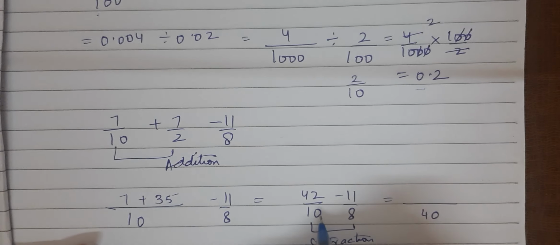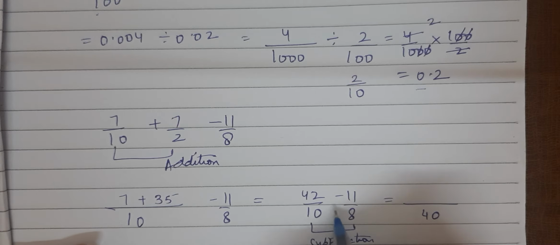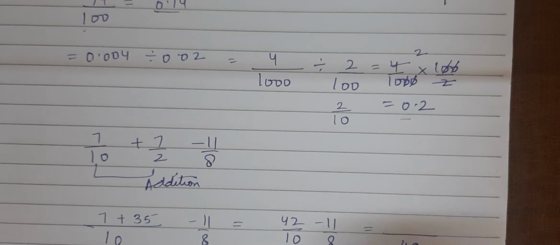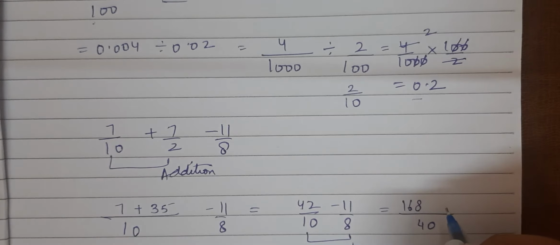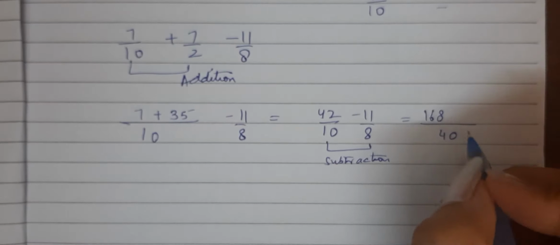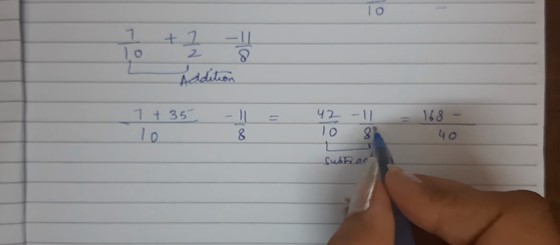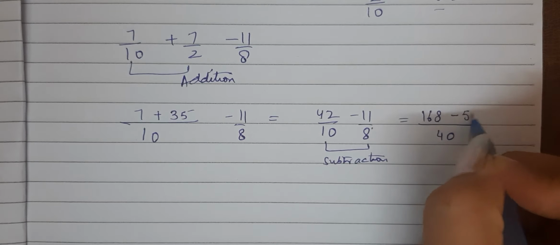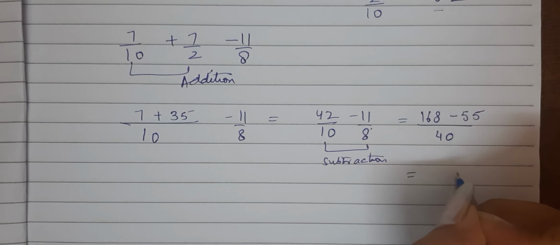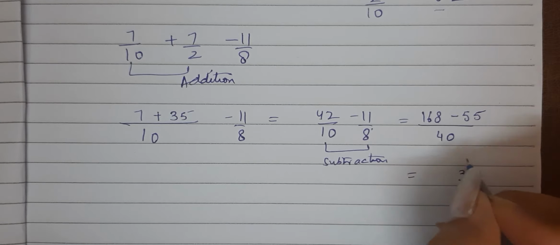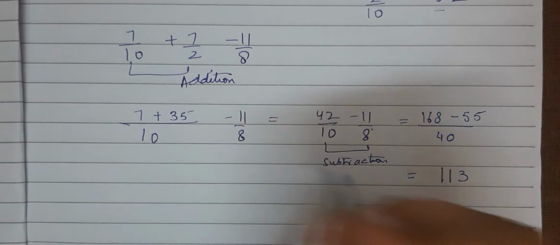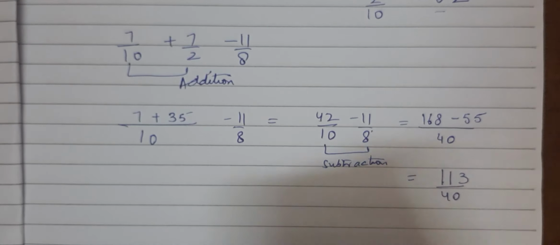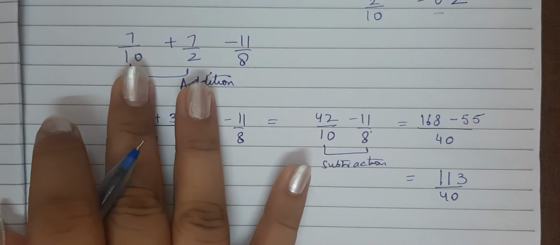Hence, to make 10 as 40, I will multiply by 4. So 42 into 4 will be 168. And minus, 8 into 5 is 40 and 11 into 5 will be 55. So my final answer is 168 minus 55, that is 113 upon 40. This is my final answer for the simplification.